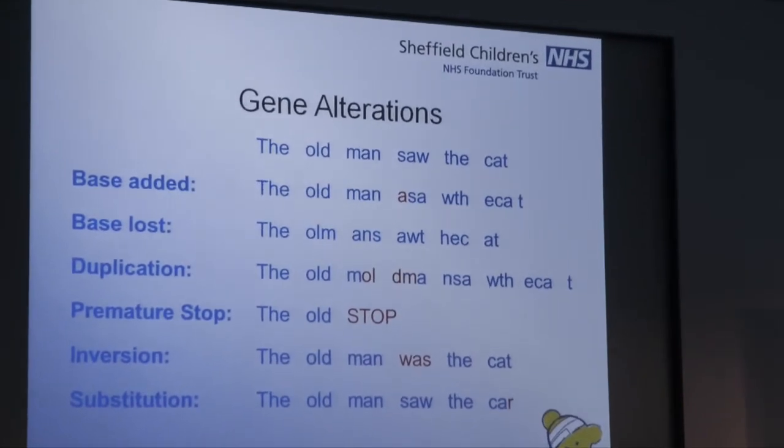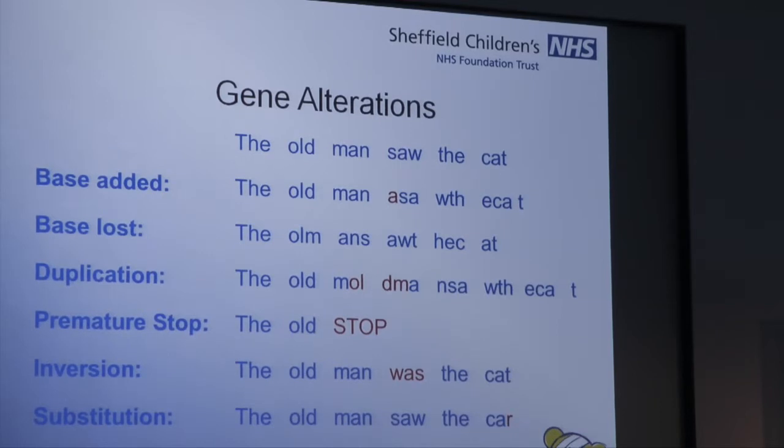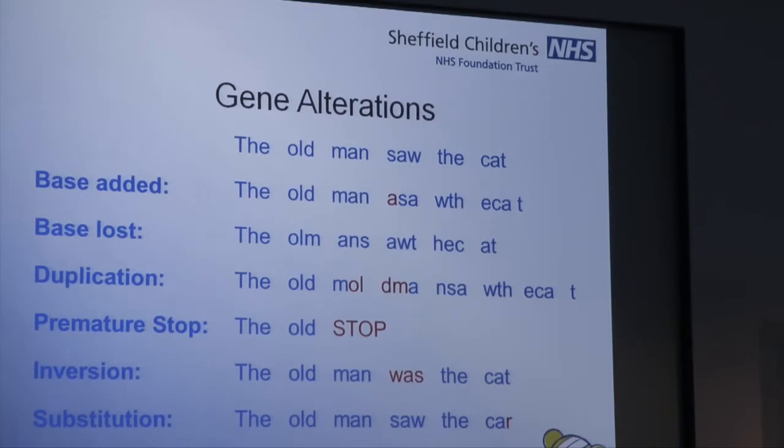Each of these alters the meaning of the sentence, meaning that it results in a qualitative defect in the protein that comes out. Or what if the stop codon is introduced quite prematurely within the sentence? What you end up having is a quantitative defect, less amount of the protein that's produced. So this is, in essence, what happens in OI.